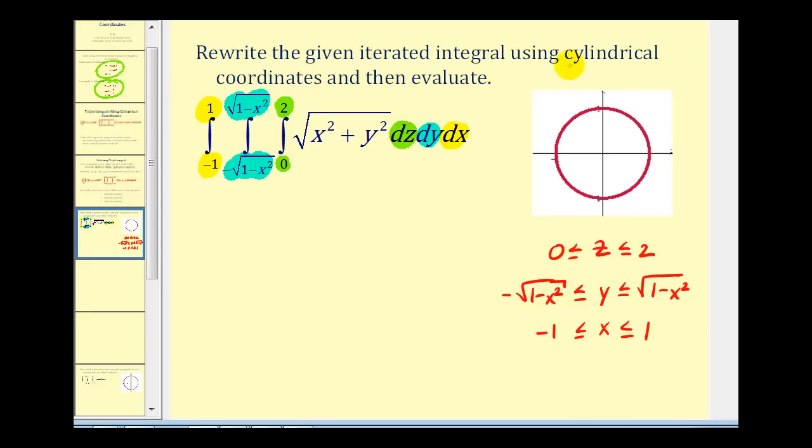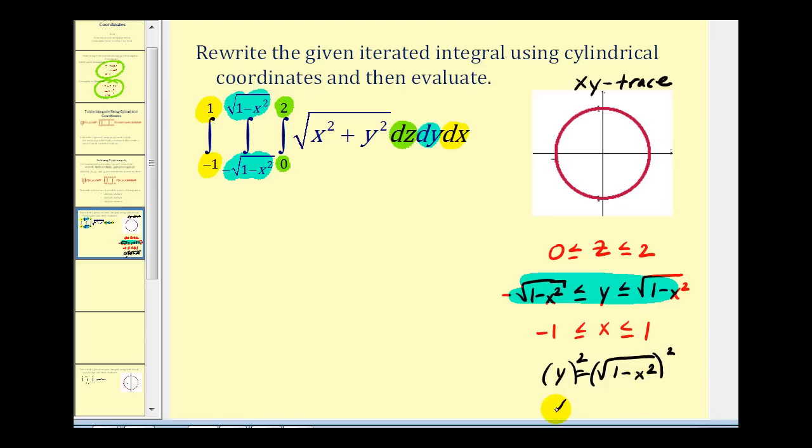And when converting from rectangular to cylindrical coordinates, the xy trace is often very helpful. So if we take a look at this compound inequality here, and look at the equation y equals the square root of 1 minus x squared, if we square both sides of this equation, and then move the x squared term to the left side, we'd have x squared plus y squared equals 1. So the xy trace is a unit circle, and then based upon the given inequality, we know the region in the xy plane is inside this circle.